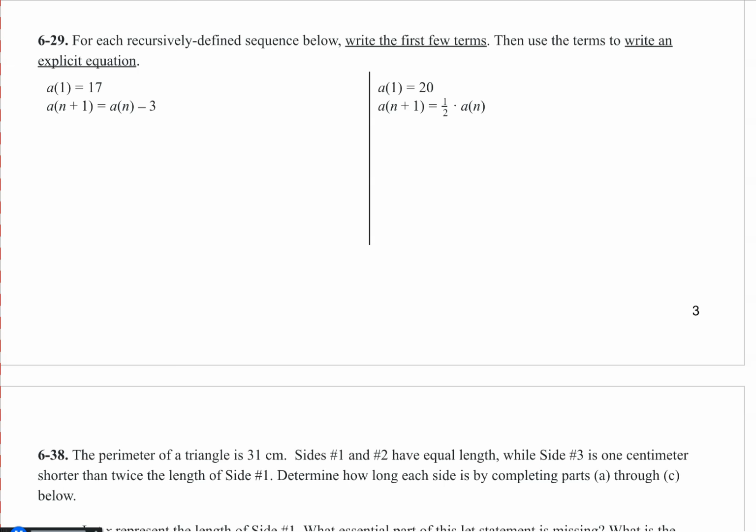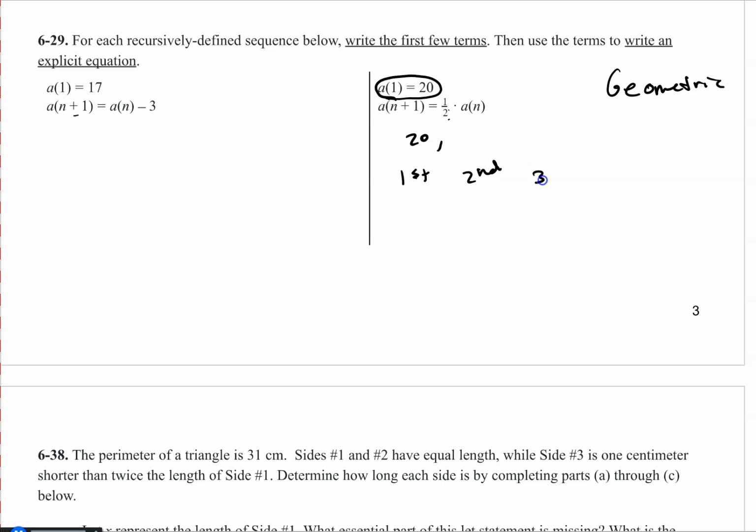So I will do the geometric one, and you can do the arithmetic one. And I know this is arithmetic because I'm subtracting, and I know this is geometric because I see a times sign. Okay, so A1 equals 20. The way you interpret that is the first term is 20.